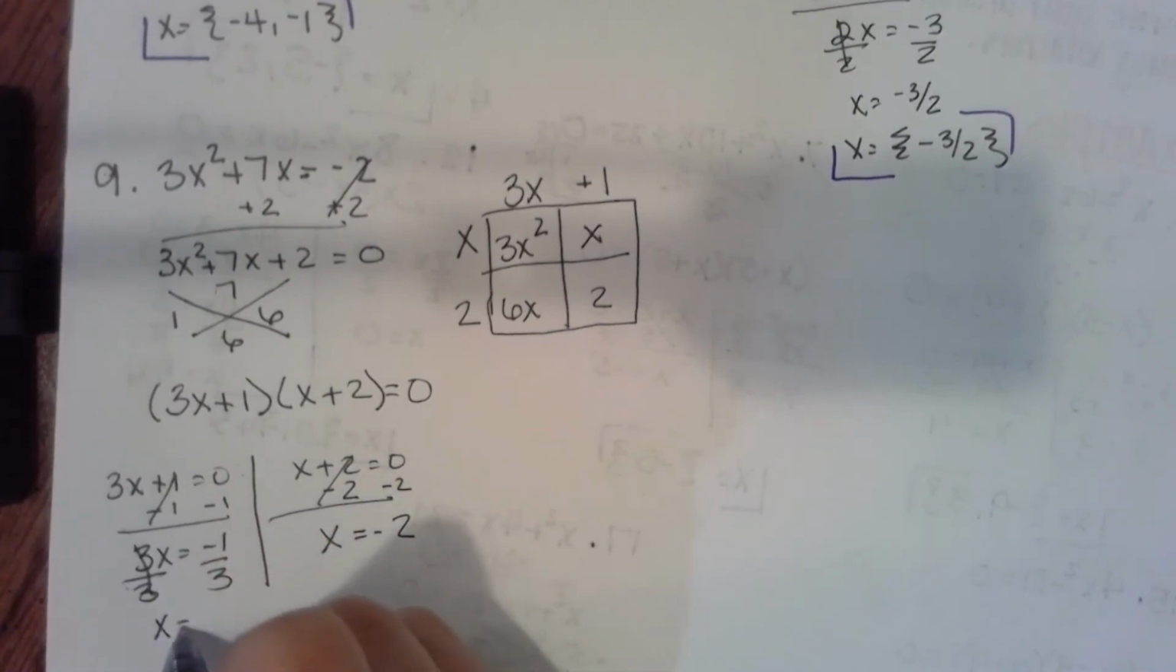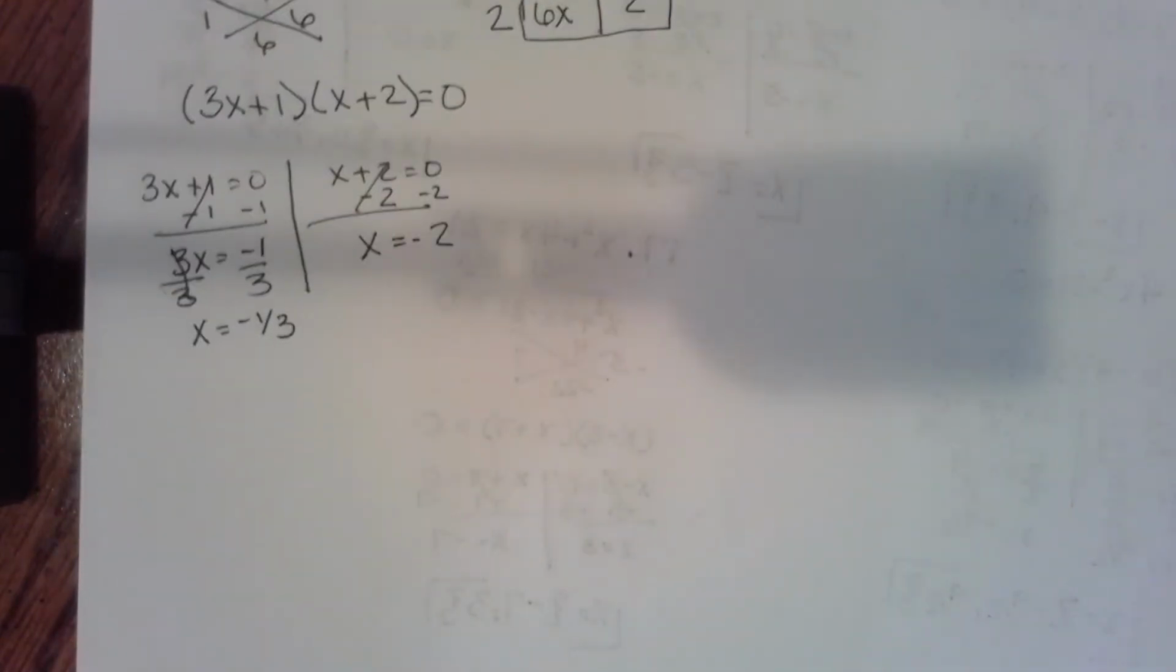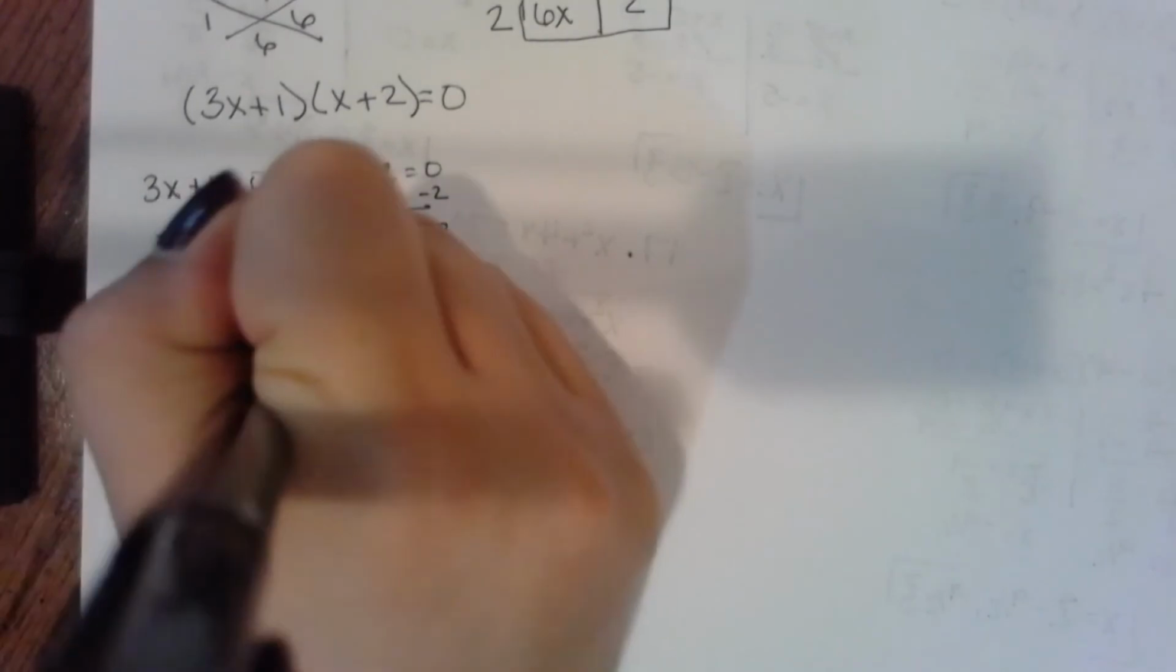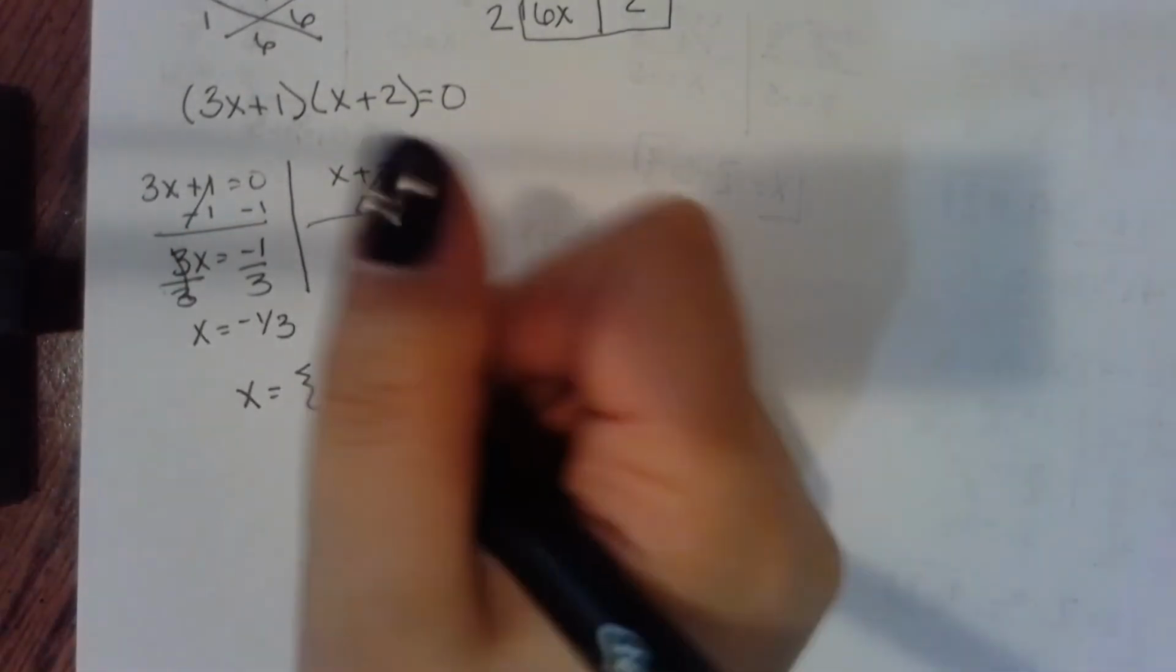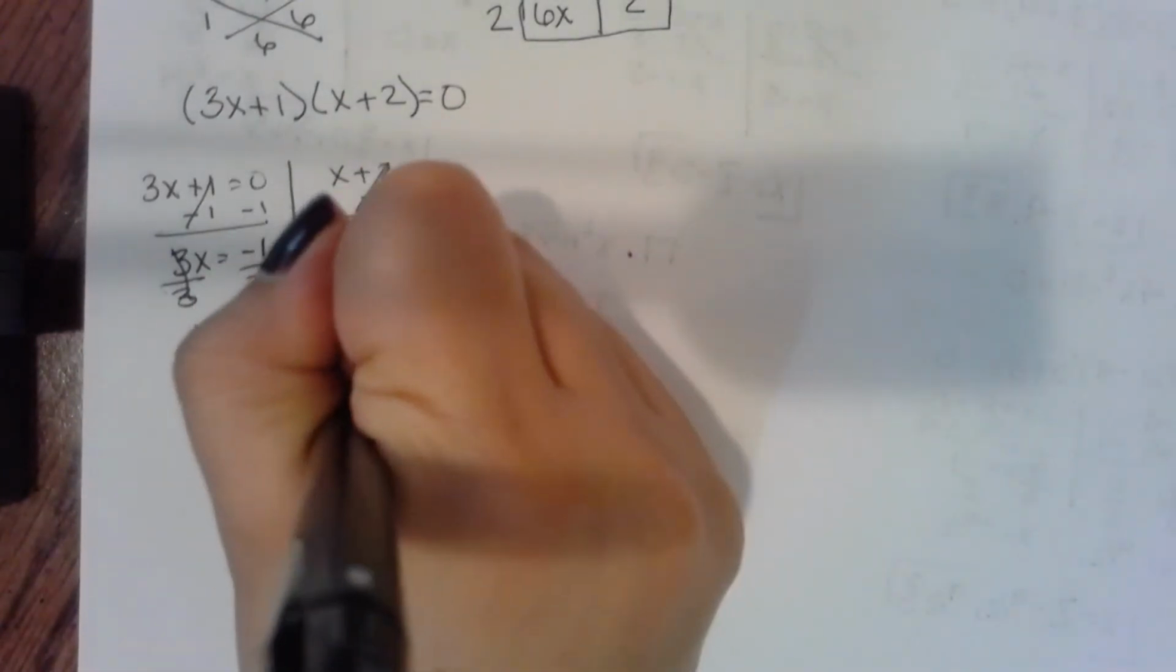And remember, fractions are totally fine. They're your friends. They're not your enemies. They're not going to eat you up whole. No. So then these would be negative 2 comma negative 1/3. And bam, that's it.